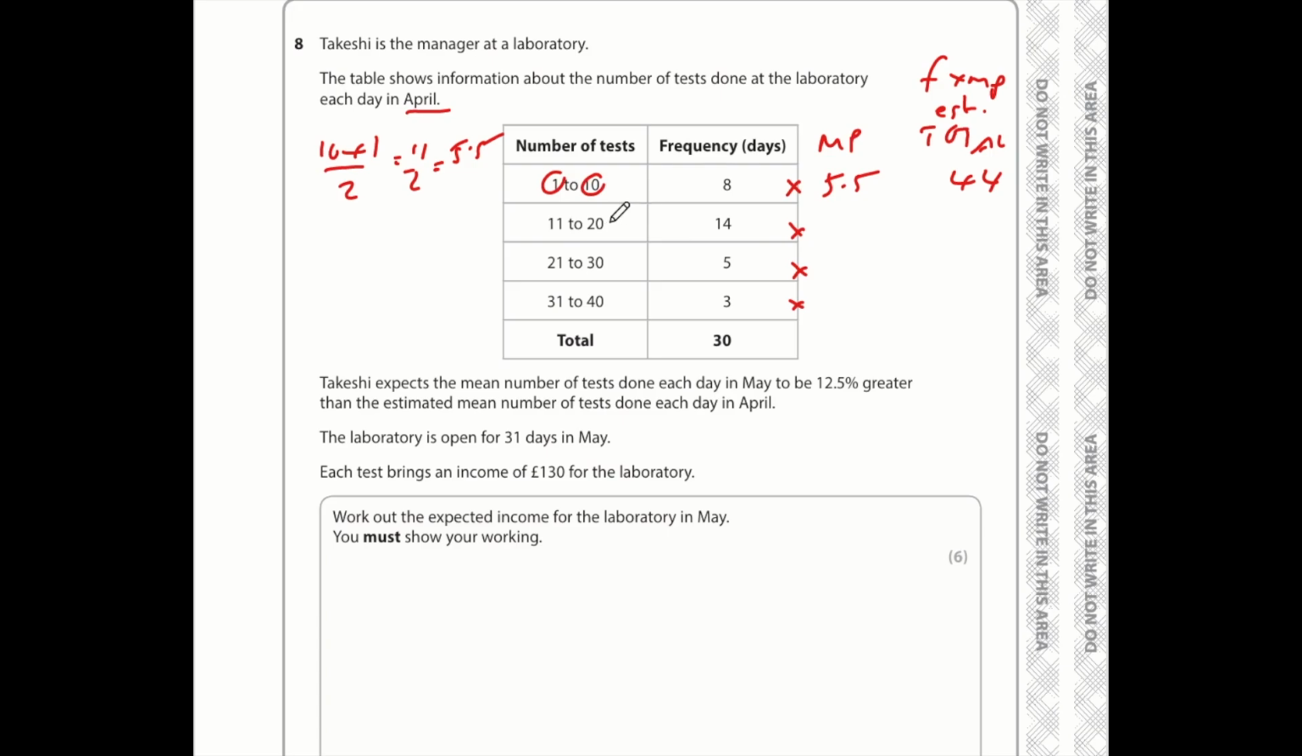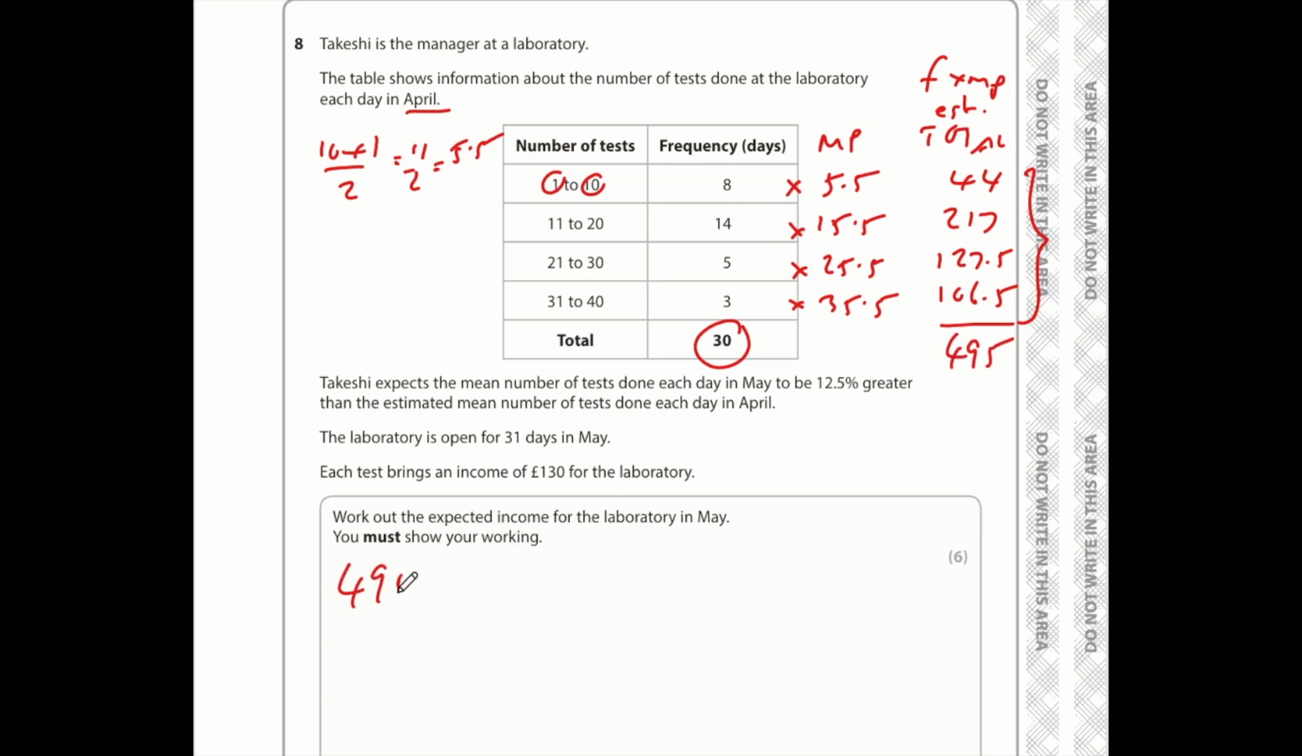Halfway between 11 to 20 is 15.5, then 25.5 and 35.5. So 14 times 15.5 is 217, 5 times 25.5 is 127.5, and 3 times 35.5 is 106.5. So the mean is going to be the total divided by, in this case, the number of days, which is 30. The grand total is the addition of these 4 numbers here. Again, a lot of people just know to add up the F times by midpoint column and divide by the total of the F column, again without understanding why. It helps if you do understand why, but not a deal breaker.